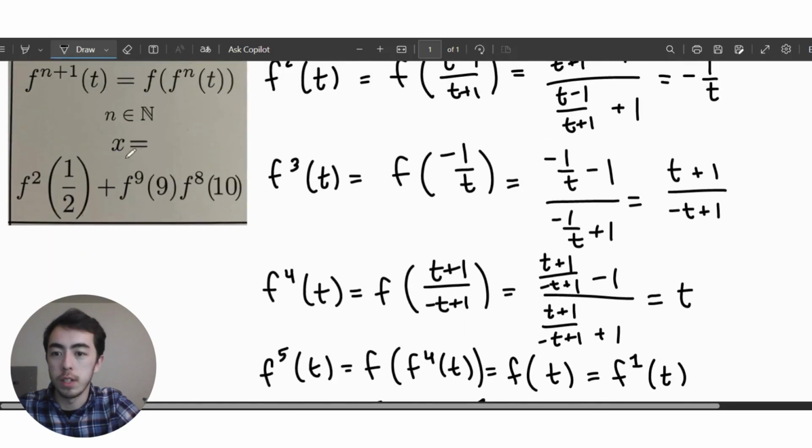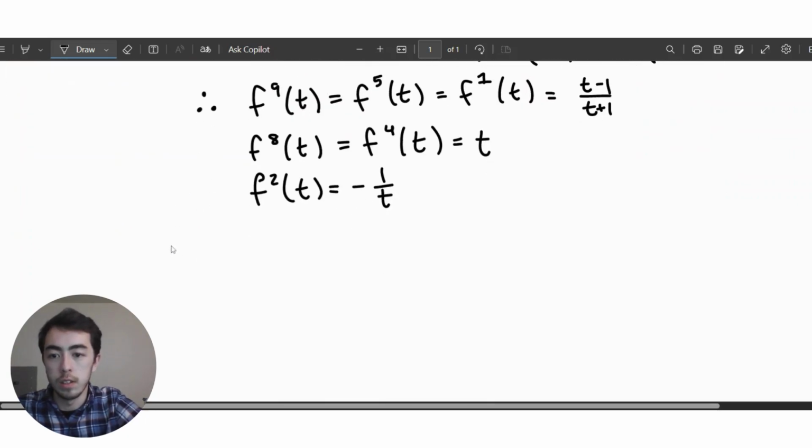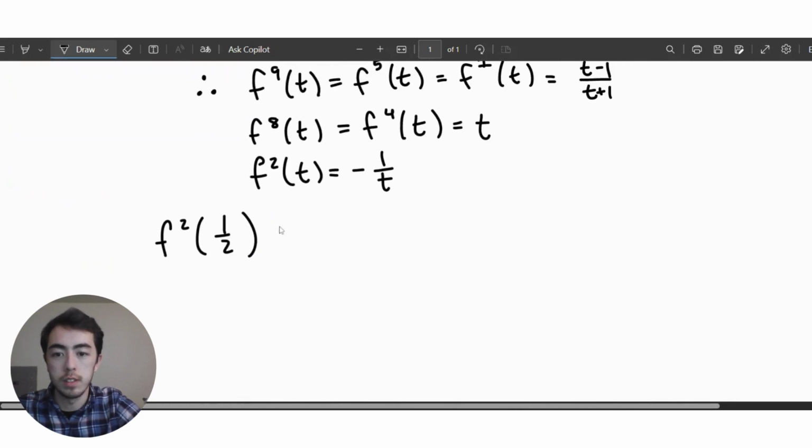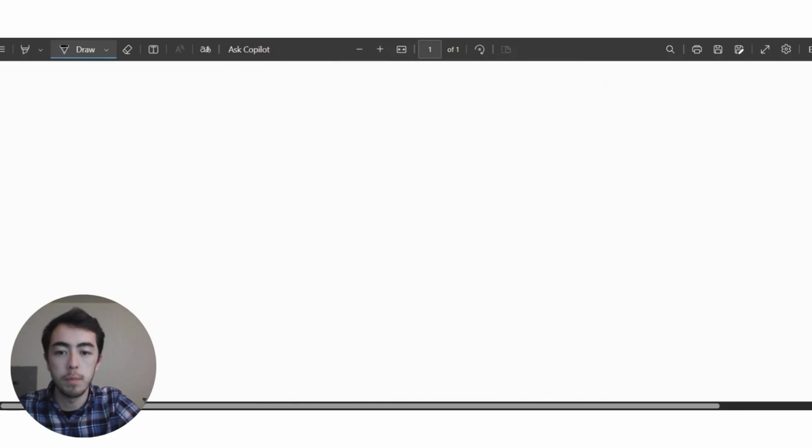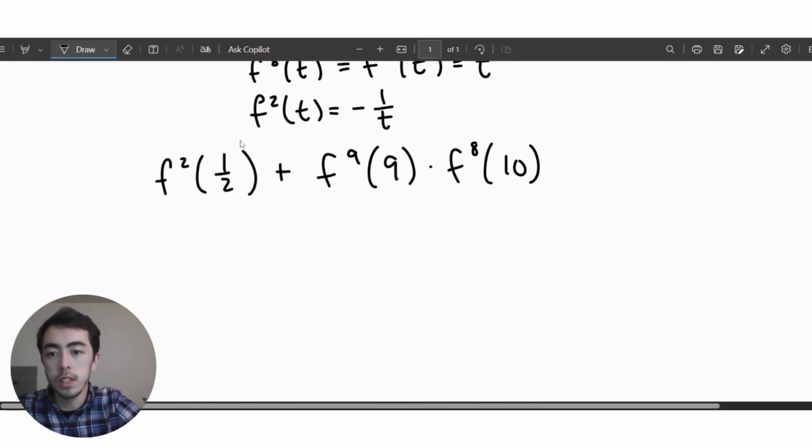So now I can just plug in these numbers. I have a half, a 9, and a 10. So let's see, f2 of a half, and then plus f9 of 9 times f8 of 10. Right? Just double checking. Yep. Okay. This function notation says look here and plug in a 1/2. So that's negative 1 over 1/2. 1/2 goes into 1 2 times, make it negative. So that's a negative 2.